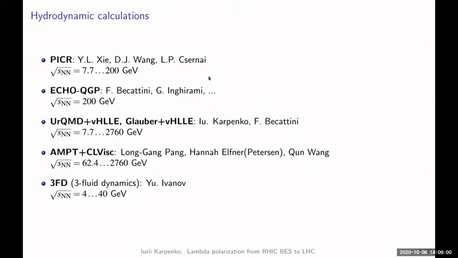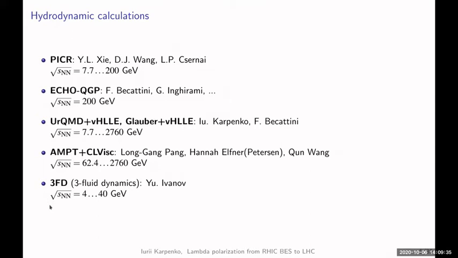Then the next calculation was done in the ECHO-QGP by Francesco Becattini, Gabriele Inghirami, and many other people who do not fit into the line here. So I just put the dots instead. Sorry for that. Then after that, there was UrQMD plus vHLLE or Glauber plus vHLLE, which was basically done by me with Francesco. Then there are 2 other models. So the AMPT initial state plus CLVisc, which is yet another viscous hydrodynamic model. And last but not least is the so-called 3-fluid hydrodynamic model.